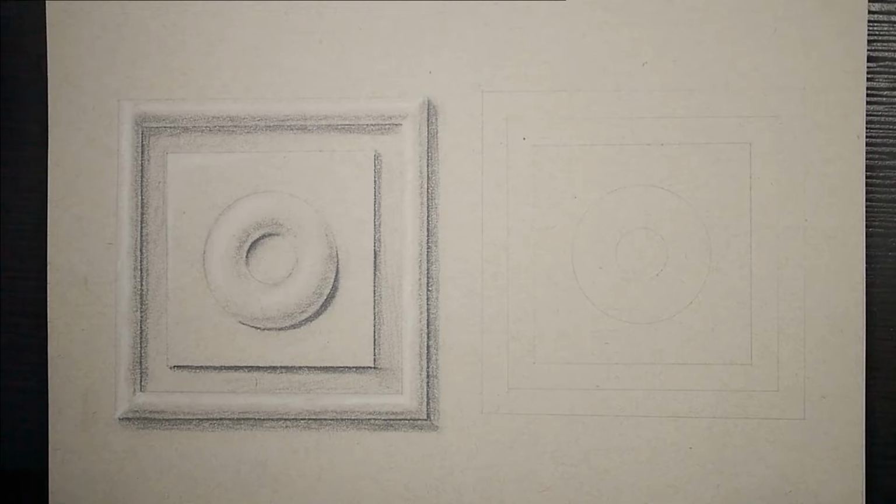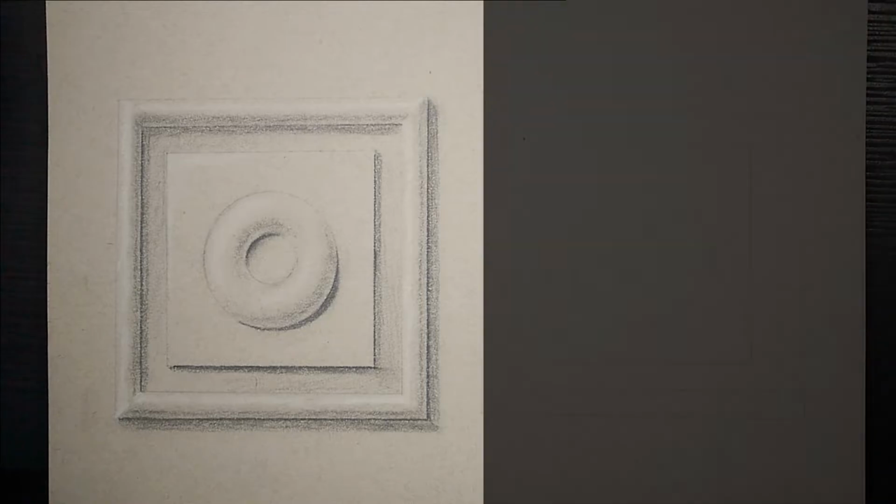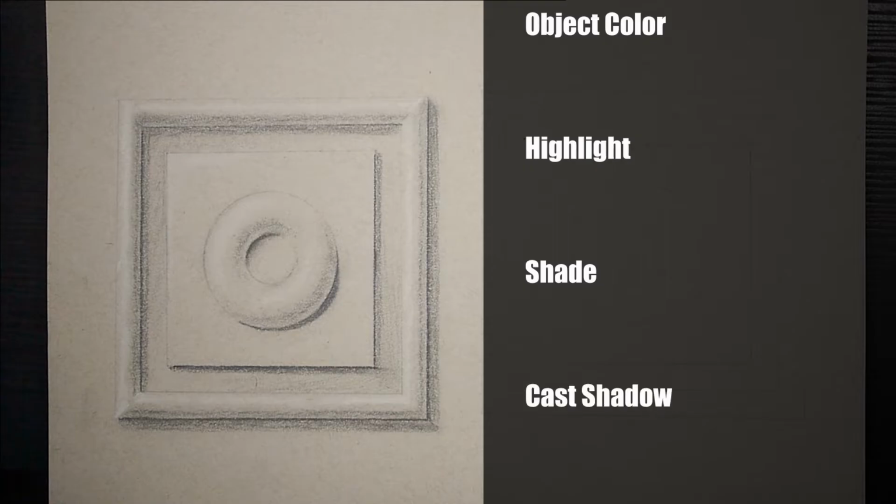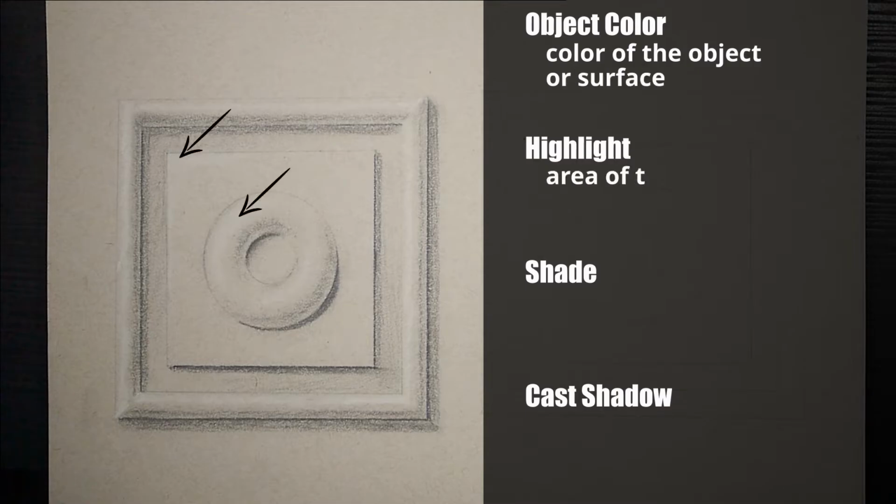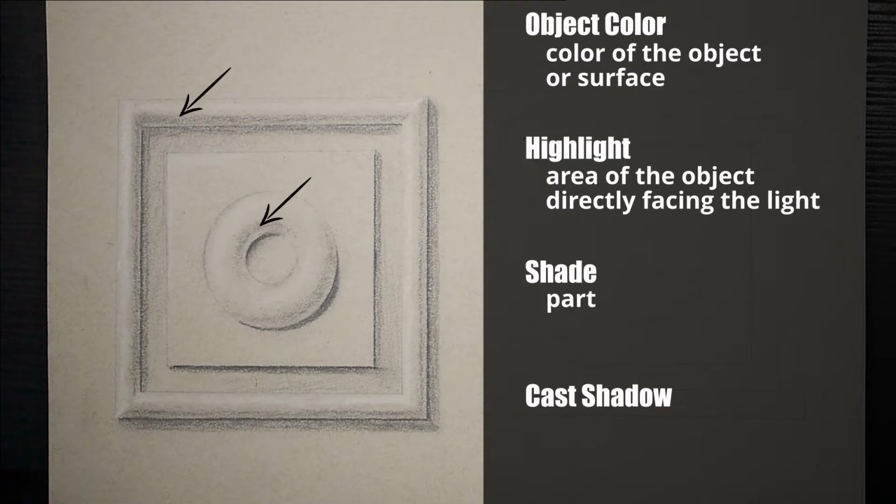To break it down simply, trompe-l'oeil is made up of 4 parts: the object color, highlight, shade, and cast shadow. The object color is obviously referring to the color of the object or surface, like stone or marble or wood. Highlight is the area of the object directly facing the light. Shade is referring to the part of the object that is not facing the light.